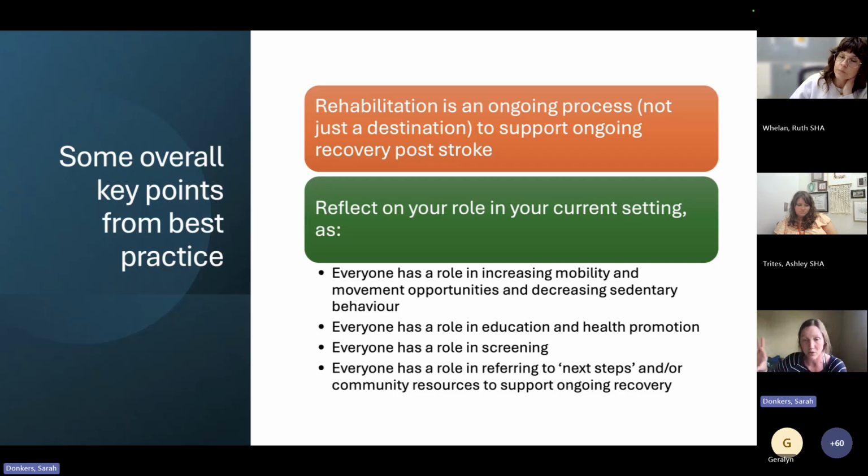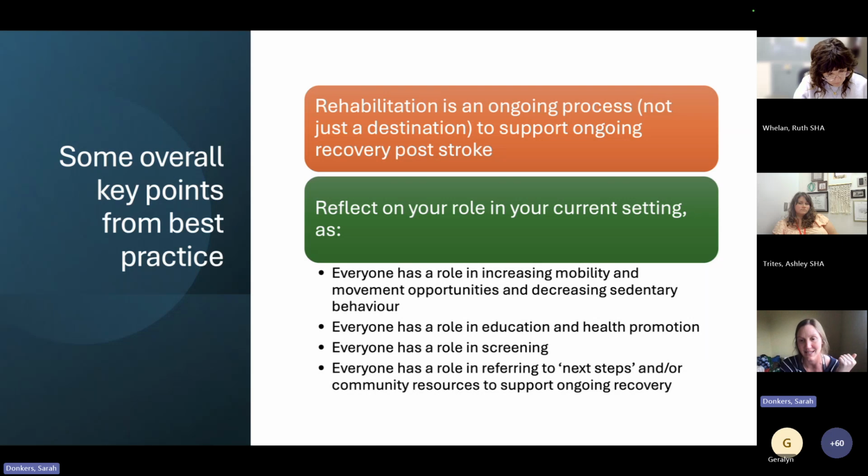So across all those contexts, we all actually have a role in rehabilitation and recovery. If you reflect on, well, what do you think your role is? I can say from the guidelines that everyone has a role in increasing mobility and movement opportunities. So not just our PTs and OTs. Yes, we'll do the specialized training, the goal-specific training for specific functional tasks, but our days have 24 hours. And the research is really supporting that we have to start breaking up sedentary behavior.